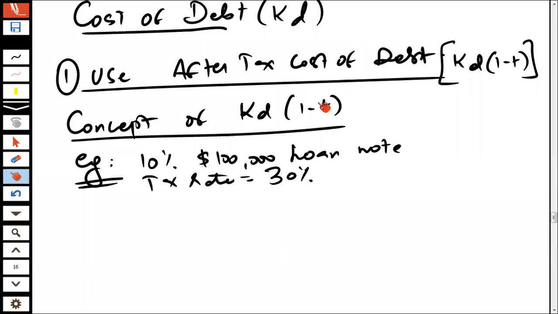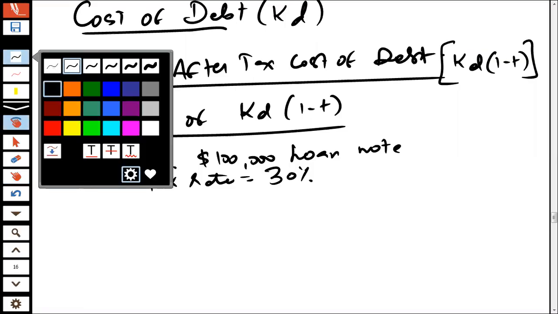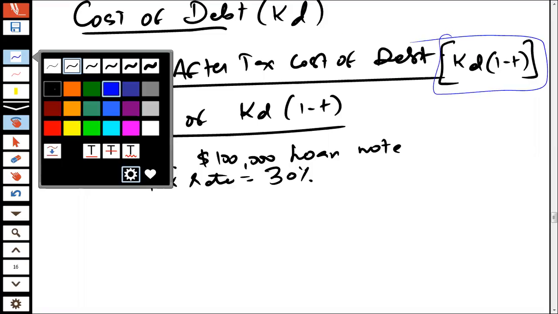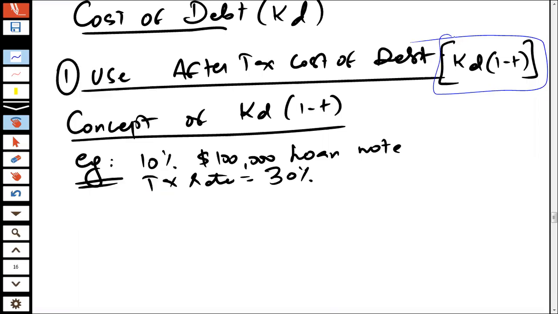Okay, let's talk about the concept of the cost of debt, which is the KD. When we talk about the cost of debt, always remember that what we do is calculate the after-tax cost of debt. Now, what is this after-tax cost of debt? The after-tax cost of debt is the KD (1 minus T). Now, what exactly is this KD (1 minus T)? We need to talk about it.